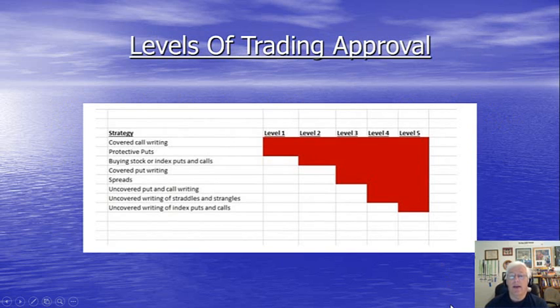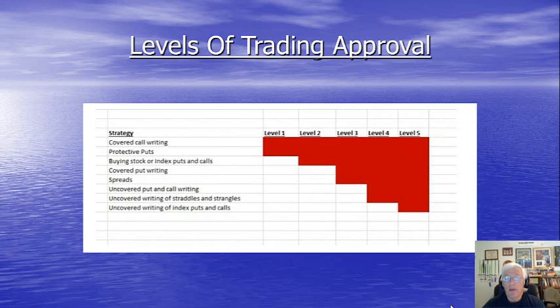Now, there are different levels of trading approval, and there is no one standard level. It can vary from broker to broker. But this is a typical one. You could see here covered call writing right at the top, which means it's the easiest one to get trading approval for because many consider it one of the most conservative of option strategies. And so that would be in level 1. Now level 2 would incorporate level 1 plus a little bit more, other strategies, and so on down the line.